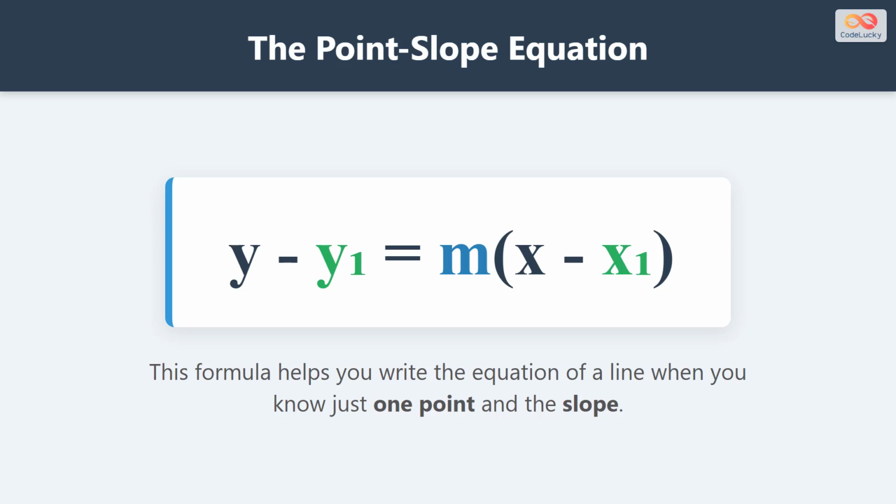Here is the formula itself. y minus y1 equals m times the quantity x minus x1. This equation lets you describe any line just by knowing two simple things: a specific point on the line and the slope of the line.